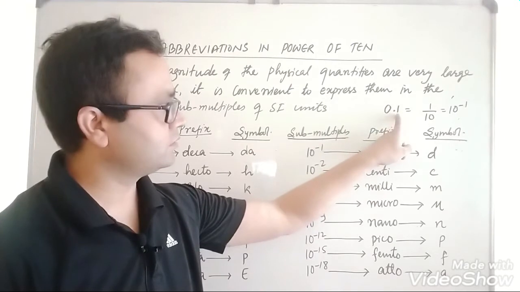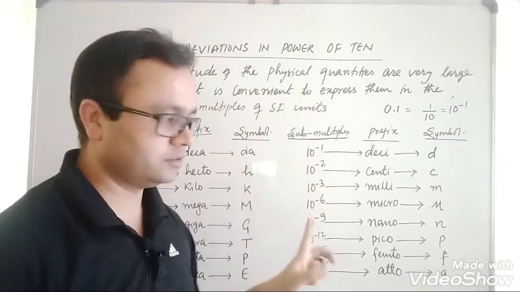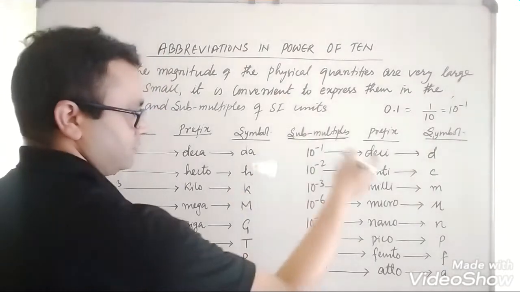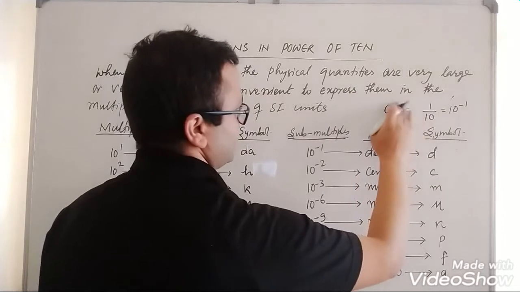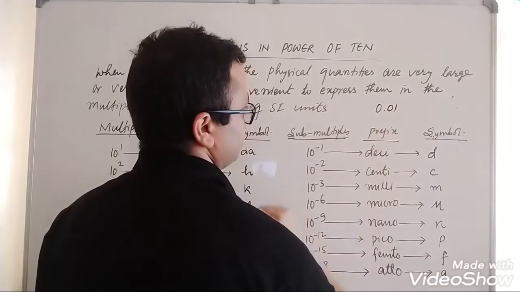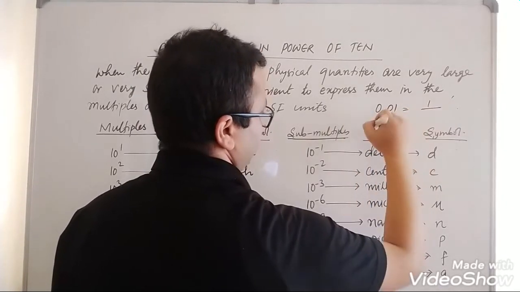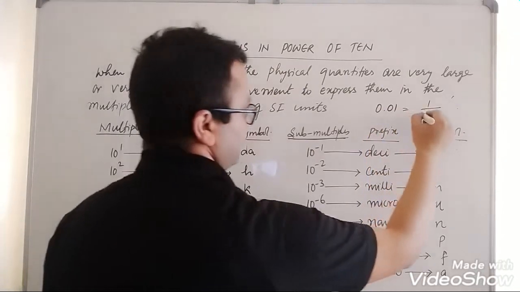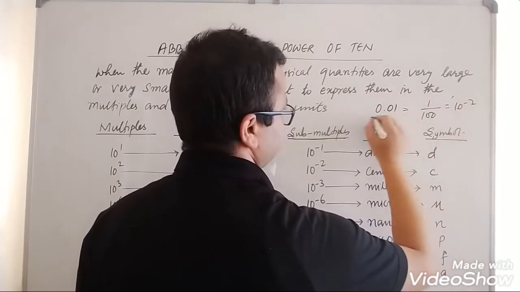After the decimal there is only one digit. So 10 to the power minus 2 is centi. Suppose you have 0.01. For removing the point, we have to divide by 100. So this can be written as 10 to the power minus 2. This is centi.